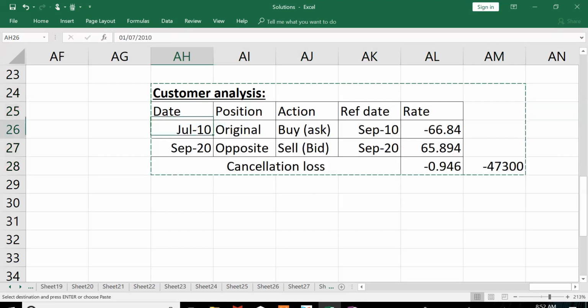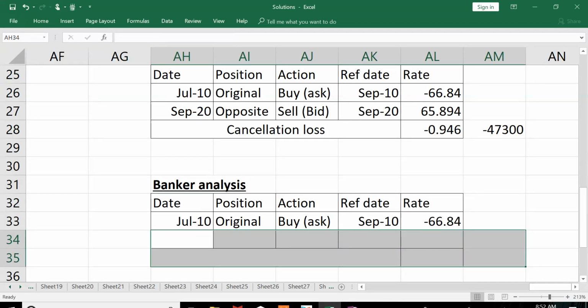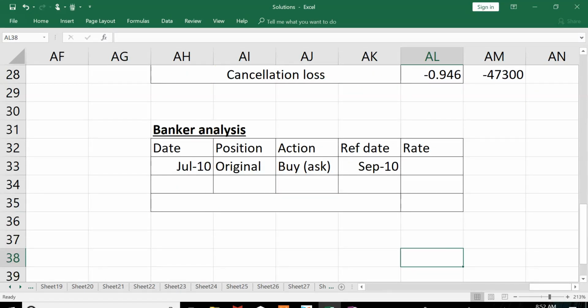After this, we are going to do the banker's analysis. This banker is going to deal with some other bank and do these transactions. On July 10, what is the rate he agreed on? 66.68. He doesn't have an option of not honoring his commitment. Any doubts on 66.68? You try to fill this table. I'll check the answer. Try to fill this table.